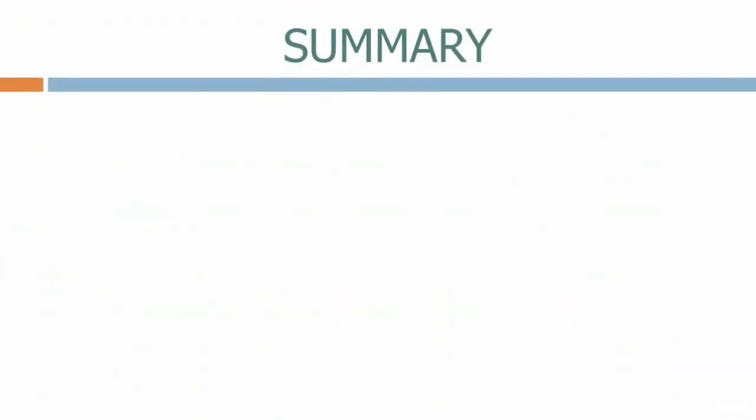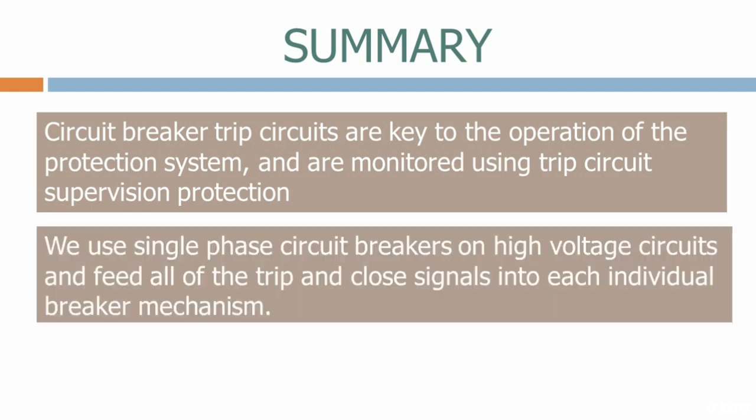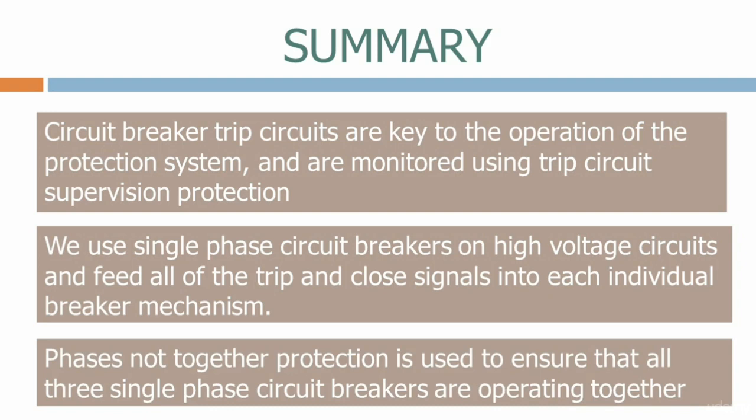Let's now summarize what we've learned today. Circuit breaker trip circuits are key to the operation of the protection system and are monitored using trip circuit supervision protection. We use single-phase circuit breakers on high-voltage circuits and feed all of the trip and close signals into each individual breaker mechanism. Phases Not Together protection is used to ensure that all three single-phase circuit breakers are operating together.